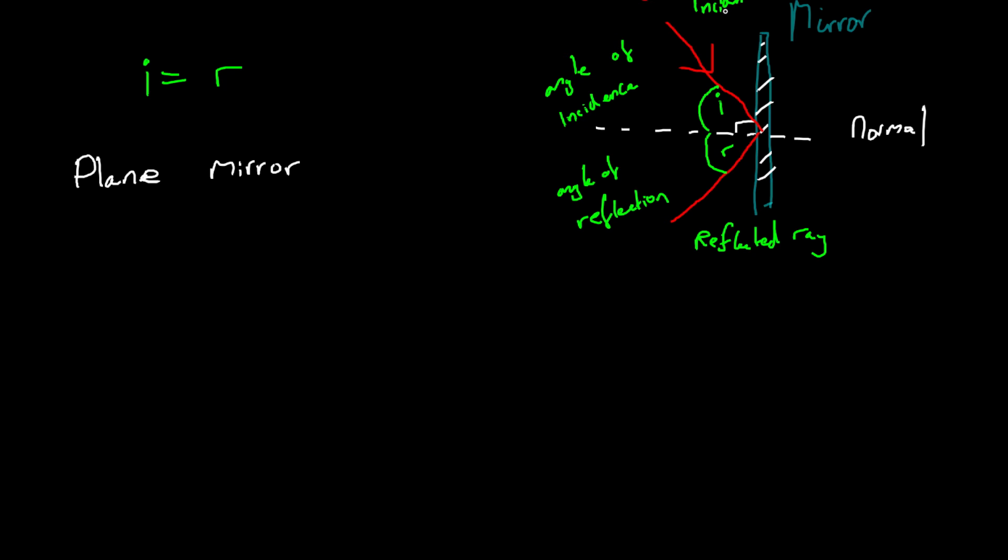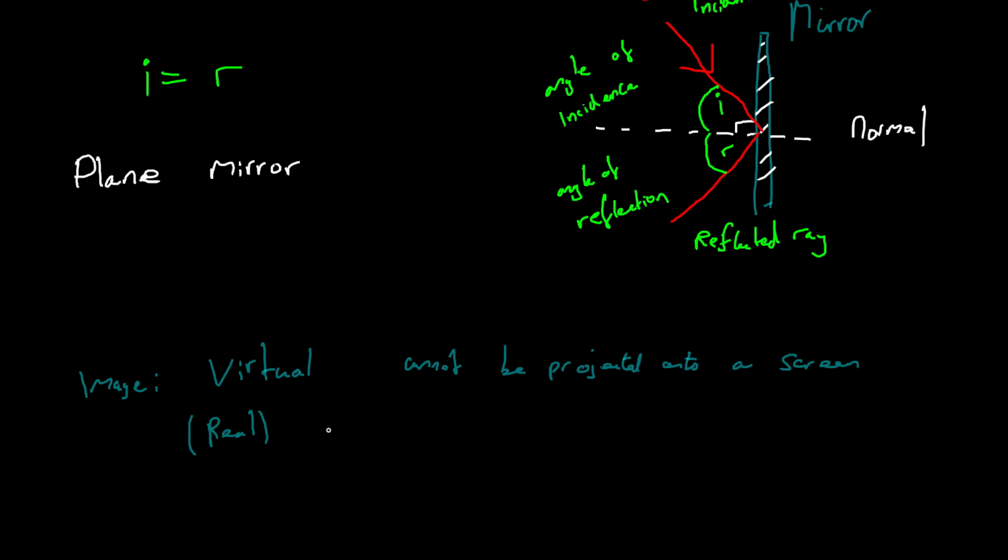Okay, now when we are using light and we can see a reflection, it's important to note that what we are forming is an image. So we are forming an image. Now this image is a virtual image. Virtual. And what virtual means is that it cannot be projected onto a screen. This is in contrast to a real image, and that's because in a real image the light rays are focused onto a screen.